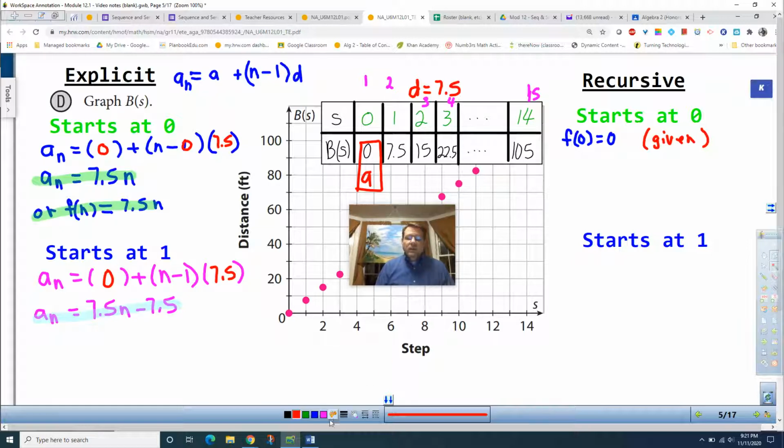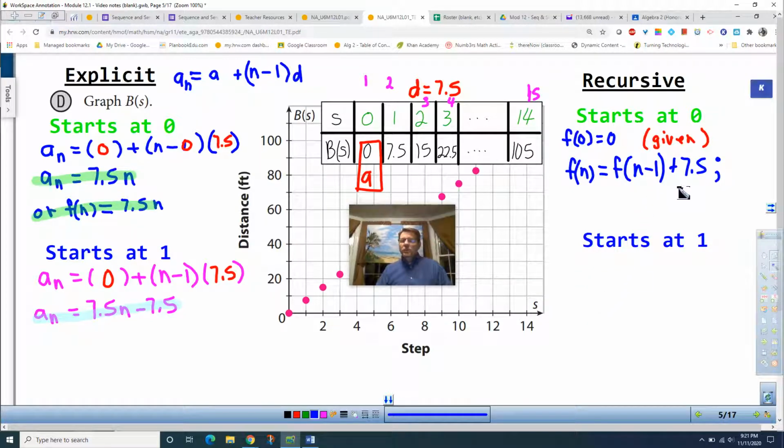Now the next thing we're going to do for our recursive rule is we're going to say f of n, and it's not really an equation per se, it's more like instructions on how to do something, almost. So yes, it is an equation, but it feels more like instructions on what you're supposed to do. So you're going to say f of n minus 1, and every time we see n minus 1, what do we think first? Previous term. So previous term, and what are we going to do to the previous term? We're going to add 7.5 to it. And there's one more little piece to that puzzle, but we're going to leave that alone for the moment.